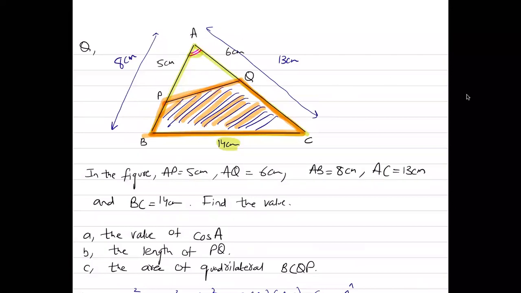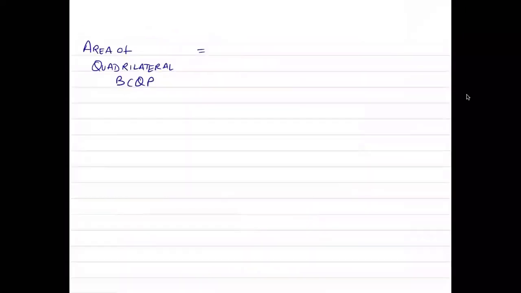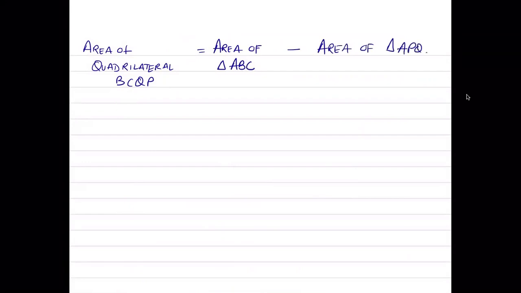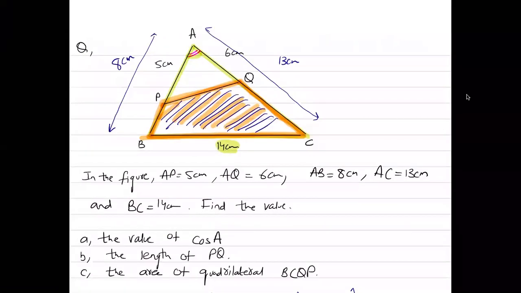Yes, sir. Okay. So to find the area of this quadrilateral, I can take out the area of triangle ABC first, then take away the area of triangle APQ. How can I find the area of the triangle ABC? What is the formula for the area of a triangle?